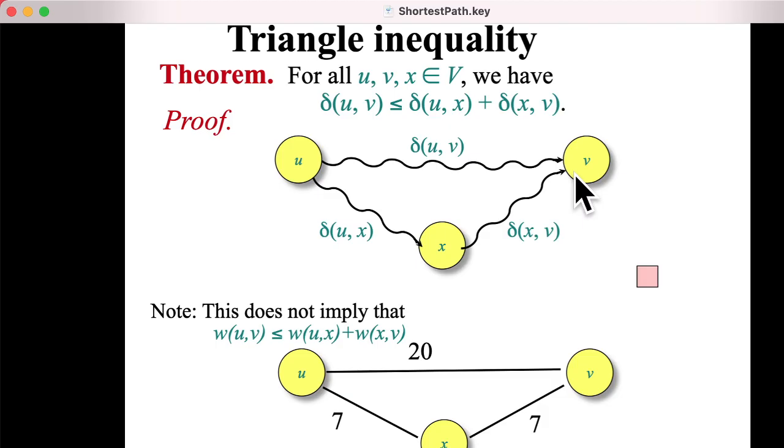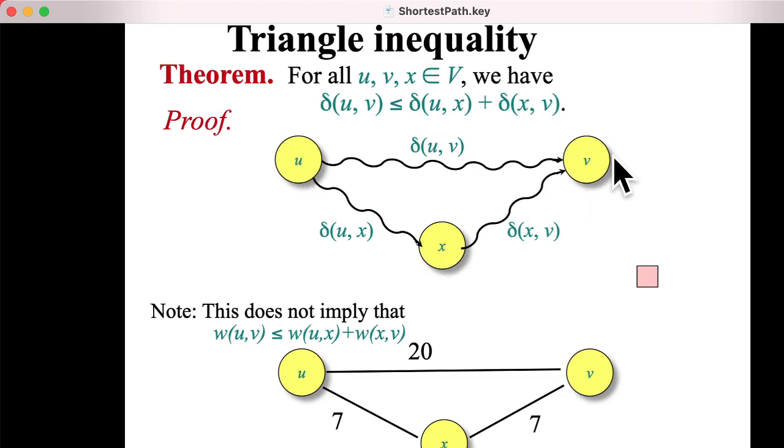Let's talk about the triangle inequality in the last remaining minute. Triangle inequality tells you that for every 3 vertices, U, V, and X, the distance from U to V, delta of U to V, is smaller or equal than the distance from U to X plus the distance from X to V. Why? Because when I looked for the optimum path from U to V, I didn't have any constraints to satisfy.